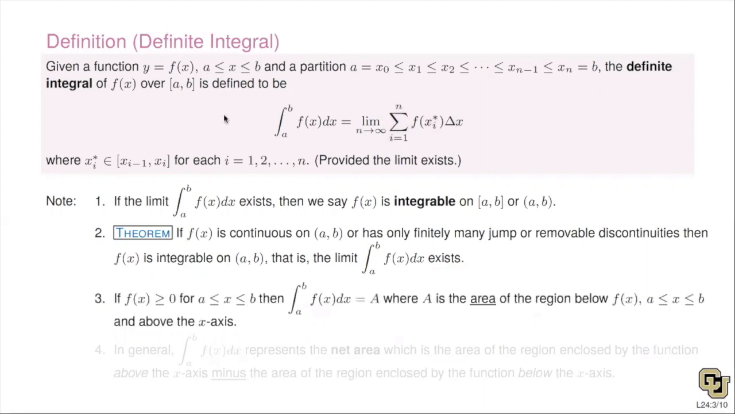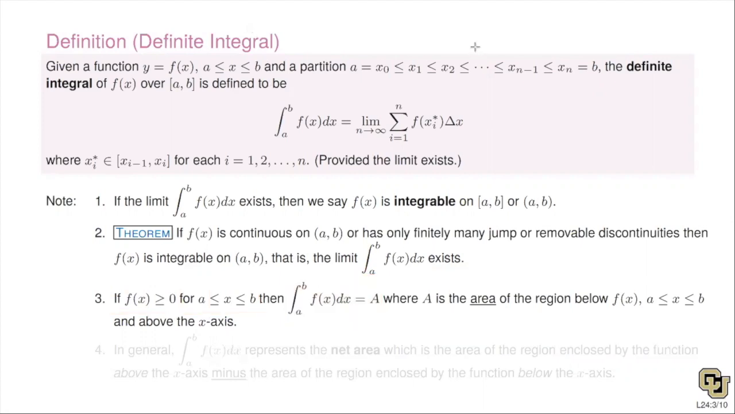So I wanted to make one final comment here about the actual interpretation of the integral. A lot of folks, including me, will say, oh, the integral represents the area. That's not entirely true. The integral only represents the area under the curve if the function is non-negative. If the function is greater than or equal to 0 for x between a and b, then it's true the definite integral will calculate the area of the region below the function, above the x-axis, and between x equal to a and x equal to b.